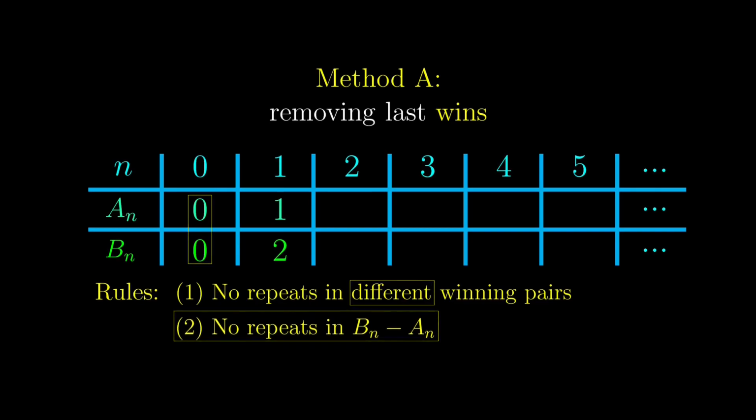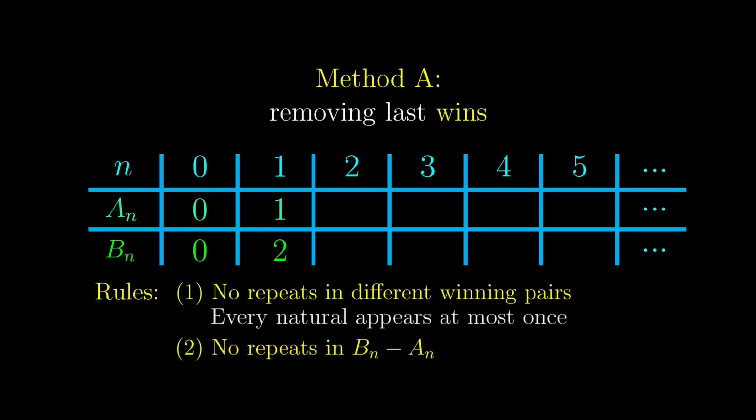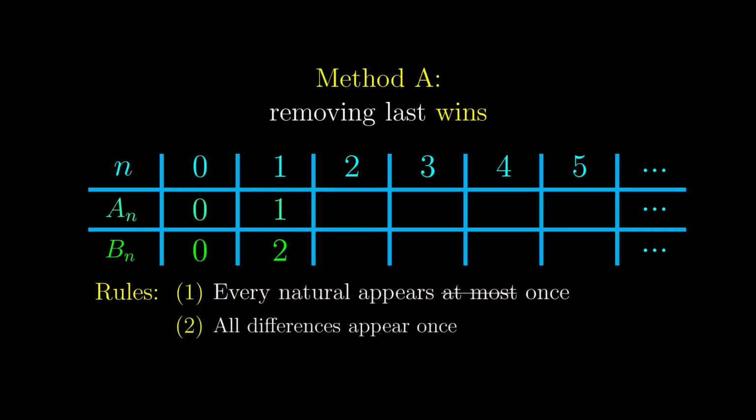This means all natural numbers appear at most once on this table, except for 0 if you count 0 as a natural number. The best case scenario is that every natural number appears exactly once on the table so that more winning pairs are available, and that all the differences appear exactly once. We can't guarantee this happening yet, but this is the hope. So according to these rules, we construct a winning table.